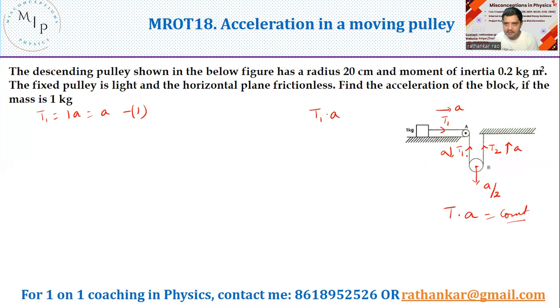A shortcut, which means T1 into A. If you have two tensions equal, then this will be 2T into A2, which should be equal to the net tension here. This is my A2 here, the acceleration of the center of mass of this pulley, moving in this direction. 2T into A2 should be equal to T1 into A. So if the tension is the same, then this T and this T get cancelled, and thus A2 is equal to A by 2. That's what we get.